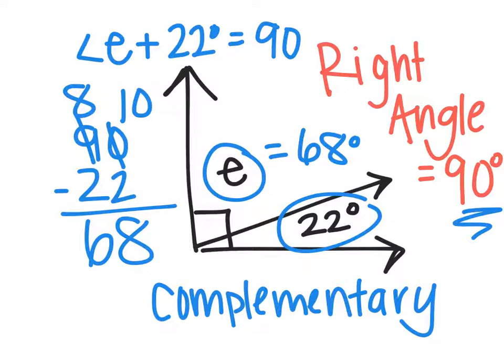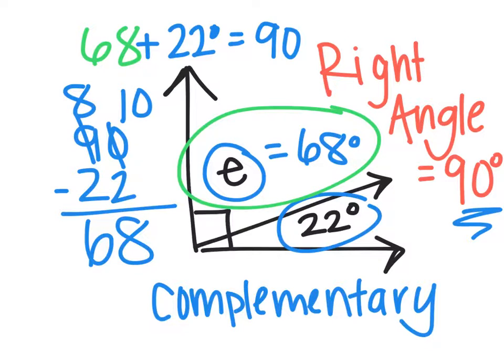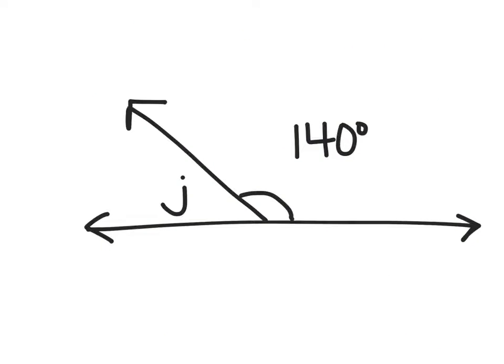And I can check my work by adding them together. So I can check my work by putting in my answer. I had 68, and I can double check my work. 68 plus 22 equals 90. Yep, I got it right. So angle E equals 68. And that should add up. 68 plus 22 should equal 90. Okay, let's go to another one. Okay, here we have a straight angle.